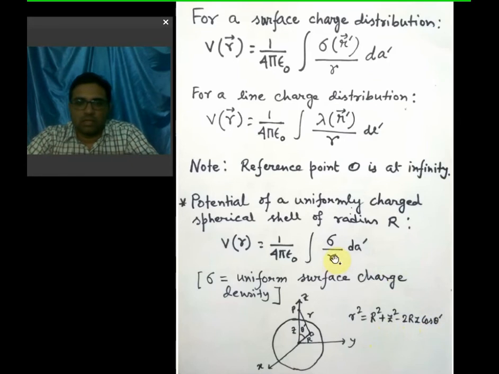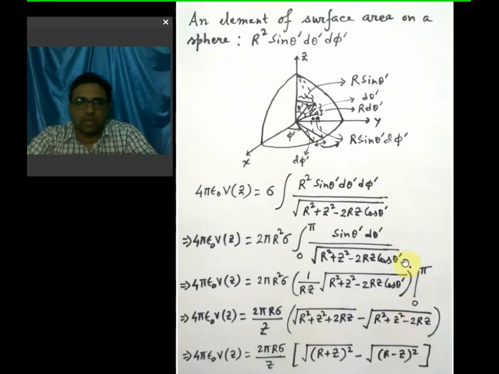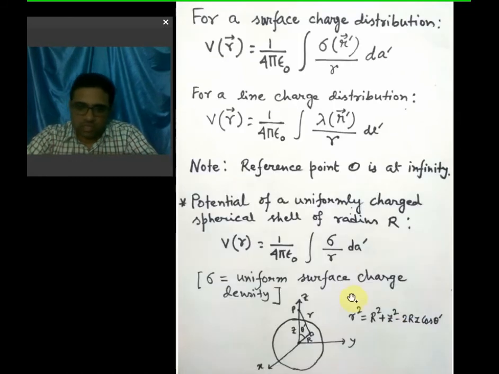Now here, instead of this r, we have to put this form. So let's put that form. So now this is that form. Now what is this dA prime? So dA prime is an elemental area on the spherical surface.